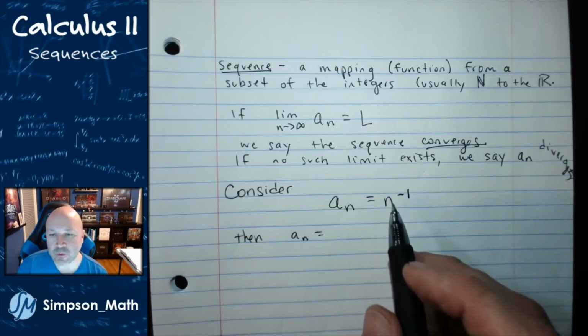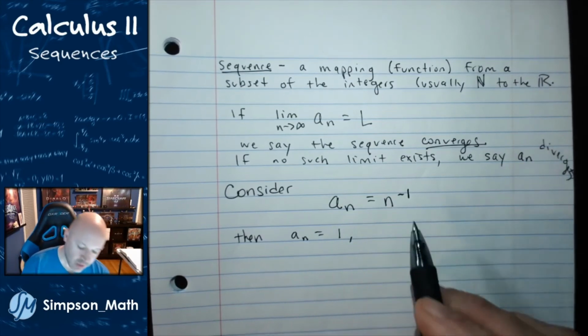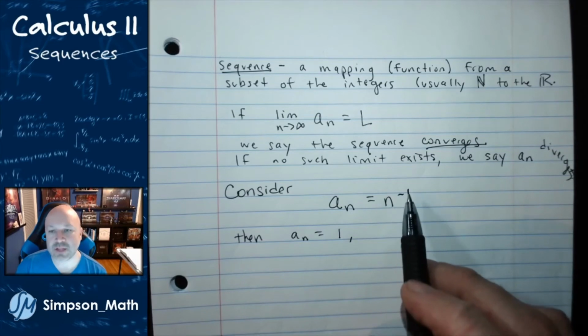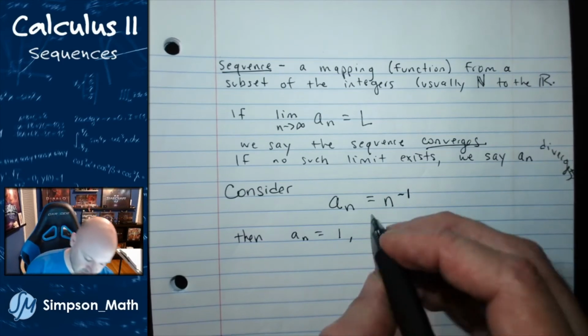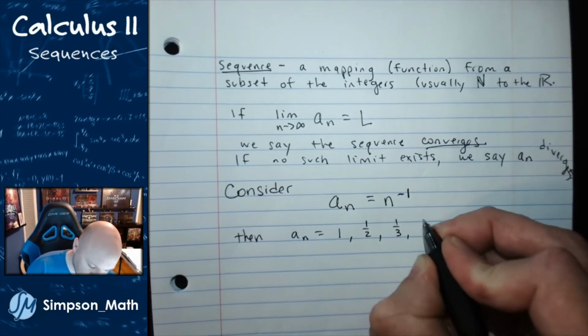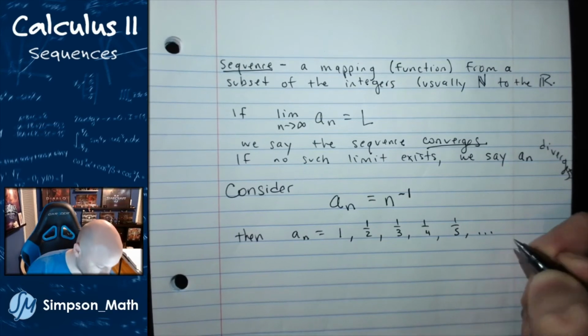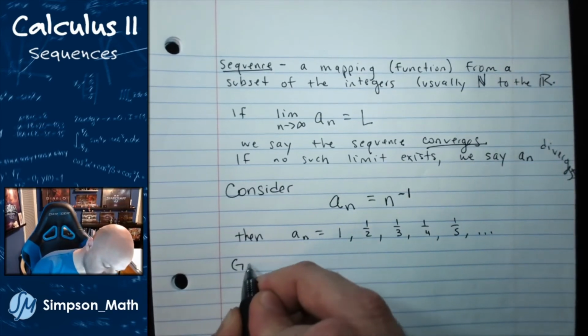So if I plug in 1 here, the reciprocal of 1 is 1. 2 to the negative first power? Well, that's just the reciprocal of 2. Well, that's 1 over 2. Oh, I'm very familiar with this. This is 1 over 3. This is 1 over 4. This is 1 over 5. Dot, dot, dot. Let's graph this.